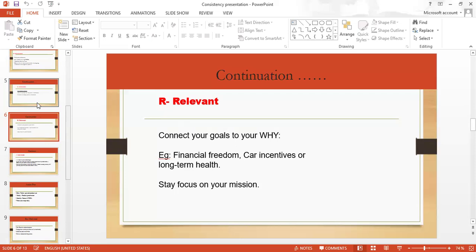When we're talking about the why, even when we're putting it down, we put it in capital letters so it can remind us, why are we in this business? For example, you want financial freedom, you want to achieve all those incentives, or even for health. So make sure you connect your goals to your why and stay focused on your mission. Why are you here? That way your goals are relevant to whatever you want to achieve.